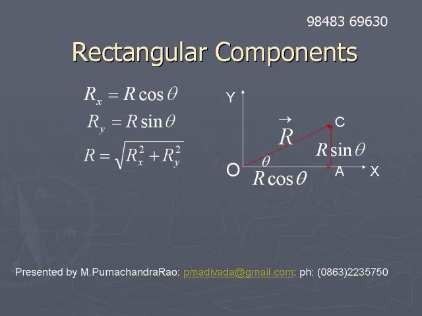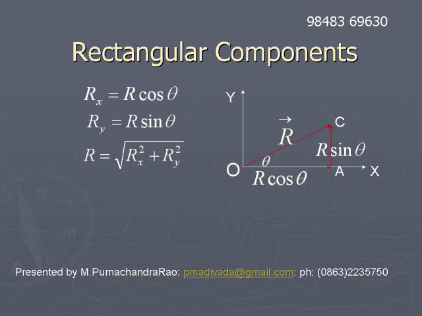We notice that r cos theta and r sin theta are perpendicular to one another. Hence, OAC is a right angle triangle. So the square of the hypotenuse is equal to the sum of the squares of the sides. Hence, r square is equal to rx square plus ry square.